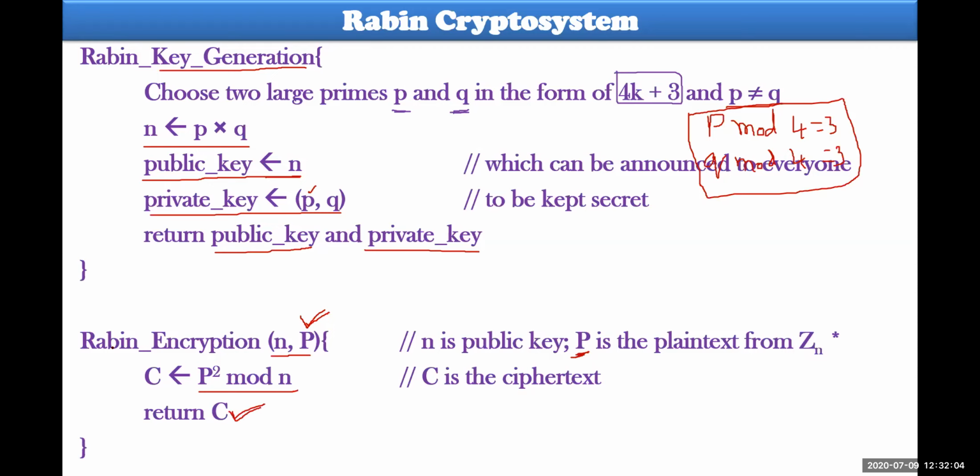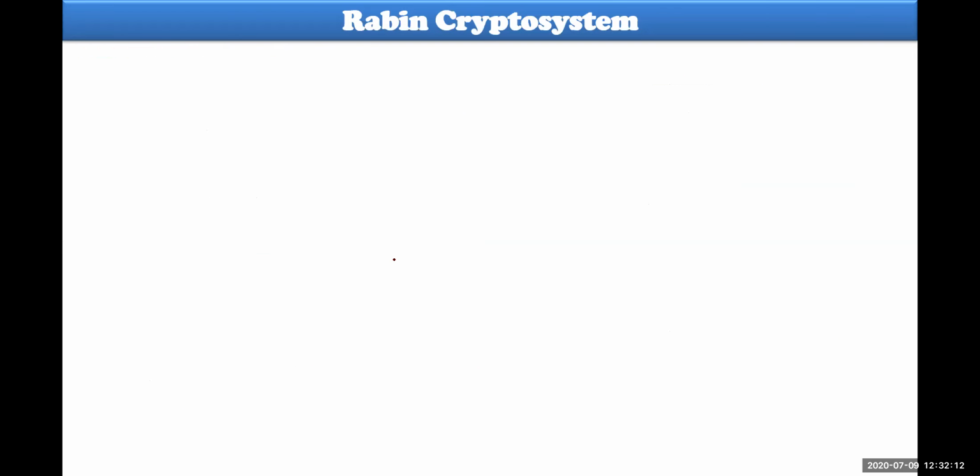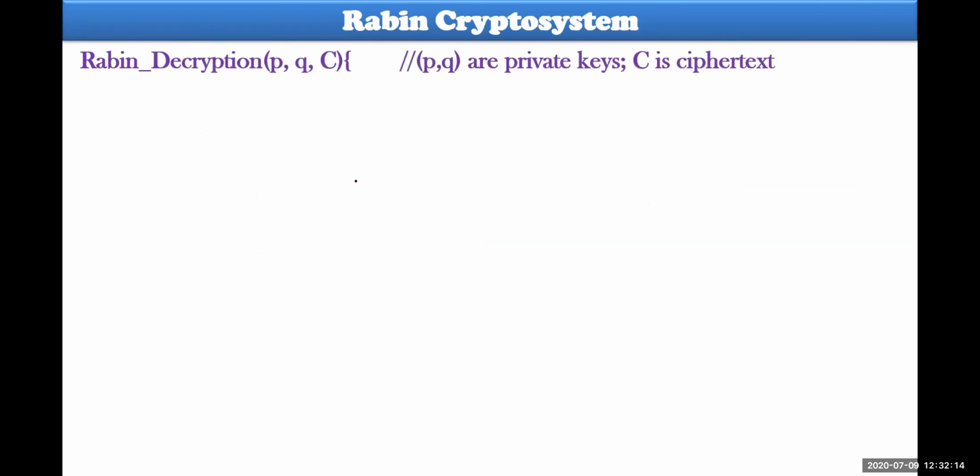That's all. Very simple, very, very simple encryption algorithm, a simple encryption algorithm by Rabin. While doing the decryption process, three inputs or three parameters can be taken: the private key P and Q, followed by the ciphertext that was generated by Alice to Bob.